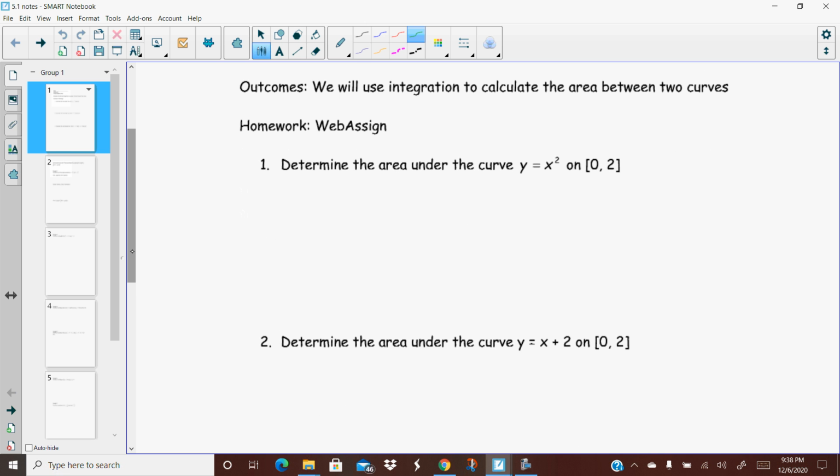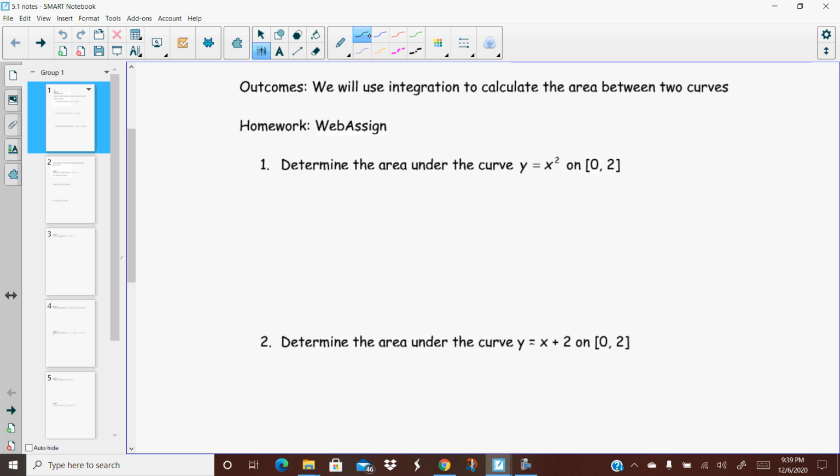When we've been finding area between whatever the curve has been and the x-axis, technically that is area between curves. The x-axis technically is y equals 0, so it is a curve. Now we're going to be able to do it between two other curves, not necessarily the x-axis. So in order to do this, we're going to start off by determining the area between a curve and the x-axis like we've been doing before.